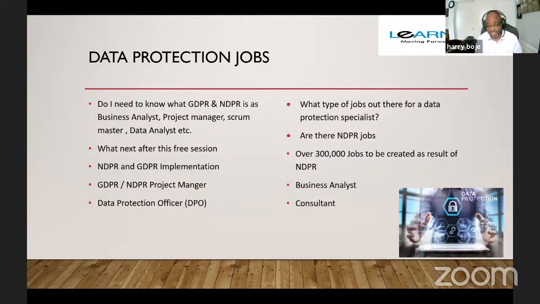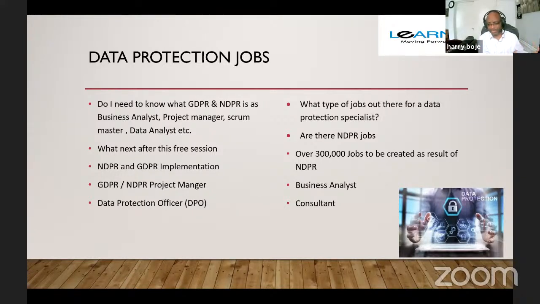There are a lot of GDPR jobs. I've done a search on some job sites in Nigeria, and there are a lot of jobs there. Last time I checked, it said it will create over 300,000 jobs. Okay, and it could be business analyst, it could be NDPR consultant, it could be a lot of GDPR, NDPR or GDPR related jobs.